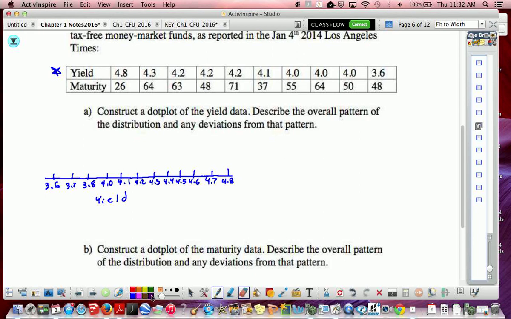Now, for each and every data point I have, I want to put a dot above the number. So I have 1 at 4.8, 1 at 4.3, actually 3 at 4.2, 1 at 4.1, 3 at 4.0, and 1 at 3.6.